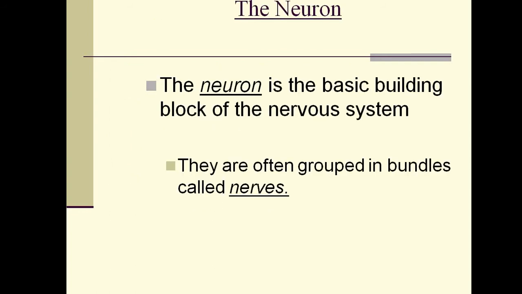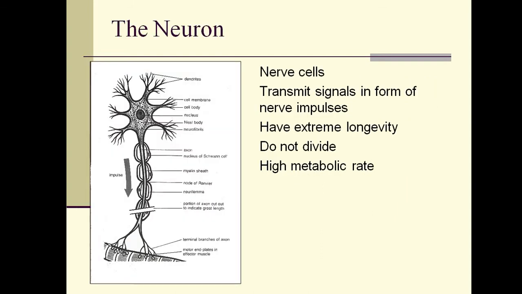The most important aspect of the nervous system is the presence of neurons. Neurons are the basic building blocks of the nervous system. They are also called nerve cells, and when they are in groups, in bundles, they are called nerves. Neurons send and receive signals from your brain. While they have many common features with other types of cells, they are structurally and functionally unique.